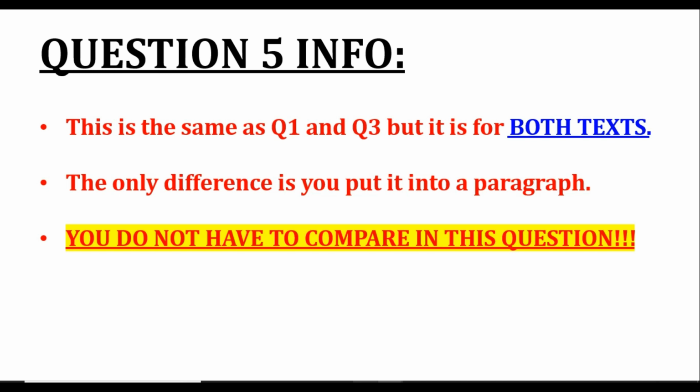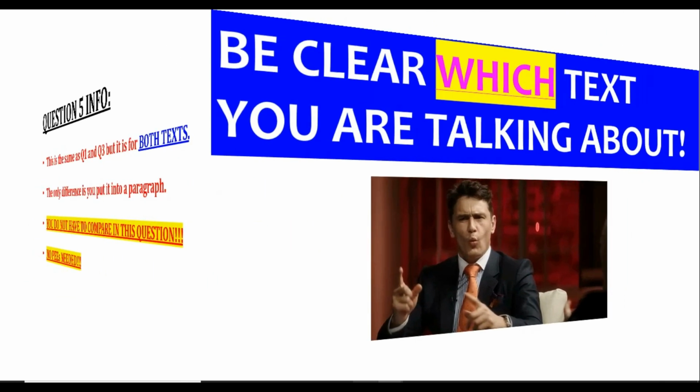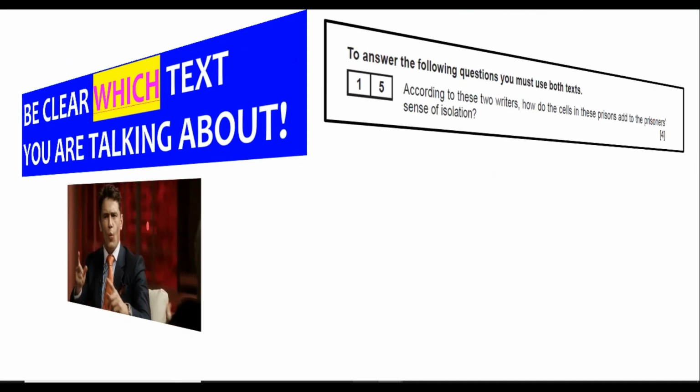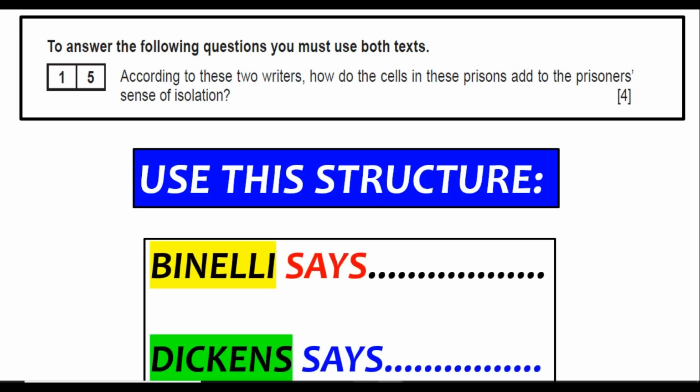You don't have to compare in this question, so we don't need you to put however, in contrast, and so on. And you don't need to do any PEE, so just find the information and put it into a paragraph. However, you need to make it clear which text you're talking about. What I would do for this would be just use the names of the writers. So Benelli says, Dickens says. If you don't make it clear which text you're talking about, you'll get 0 marks, and that goes for question 6 as well.